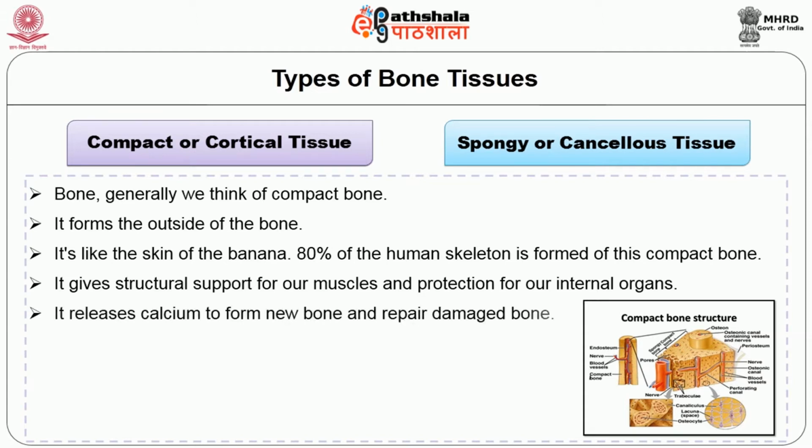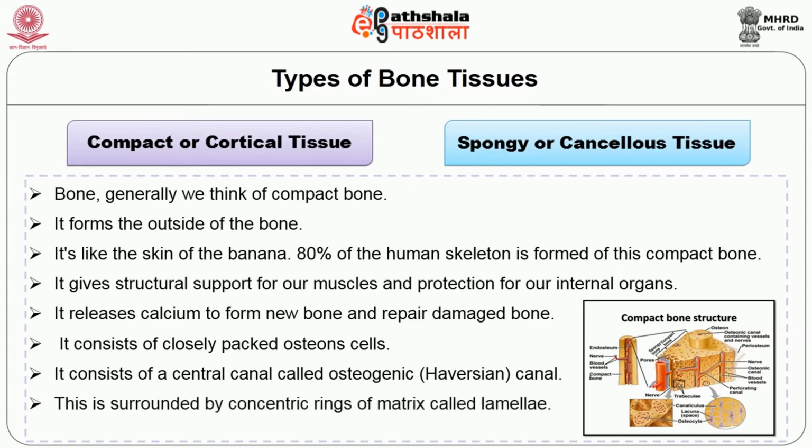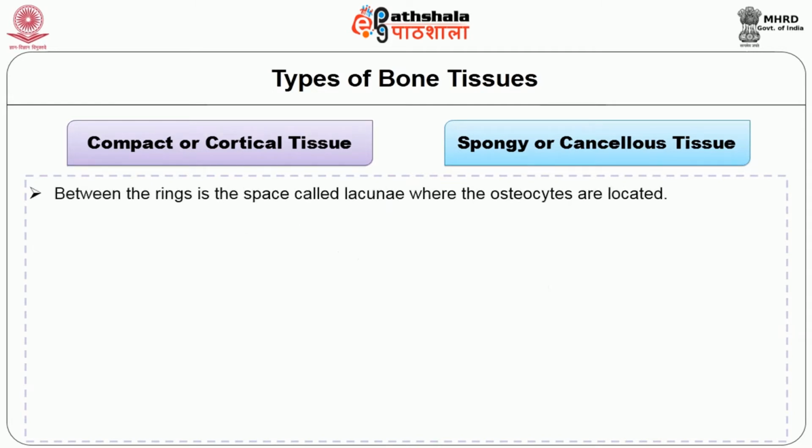It releases calcium to form new bone and repair damaged bone. It consists of closely packed osteal cells. It consists of a central canal called the osteogenic or Haversian canal. This is surrounded by concentric rings of matrix called lamellae. Between the rings is the space called the lacunae, where the osteocytes are located, as I told already.